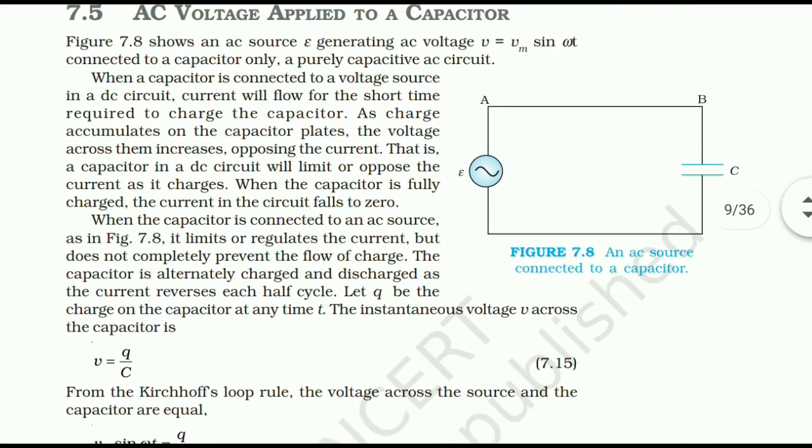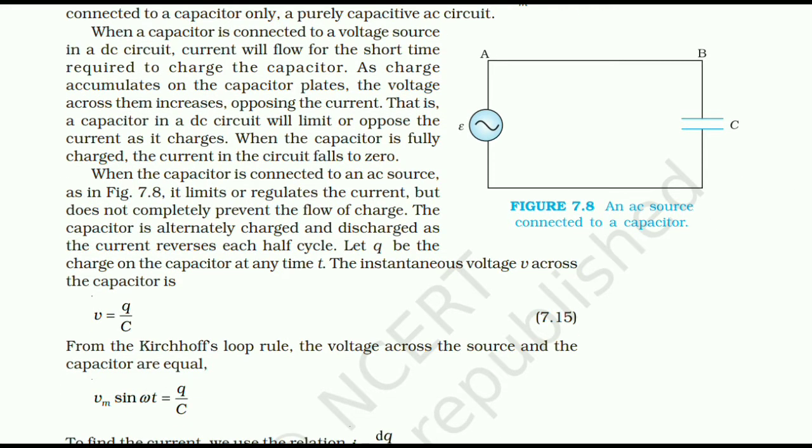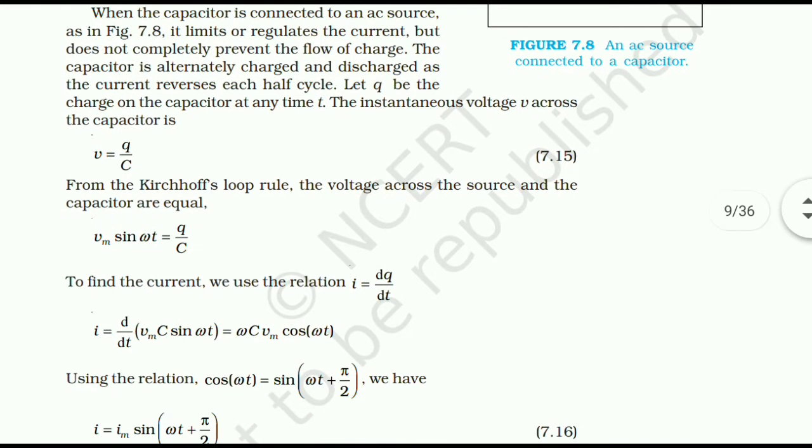When the capacitor is connected to an AC source, as in figure 7.8, it limits or regulates the current, but does not completely prevent the flow of charge. The capacitor is alternately charged and discharged as the current reverses each half cycle. Let Q be the charge on the capacitor at any time t. The instantaneous voltage V across the capacitor is V equals Q upon C. From Kirchhoff's loop rule, the voltage across the source and the capacitor are equal, that is, Vm sin omega t equals Q upon C.